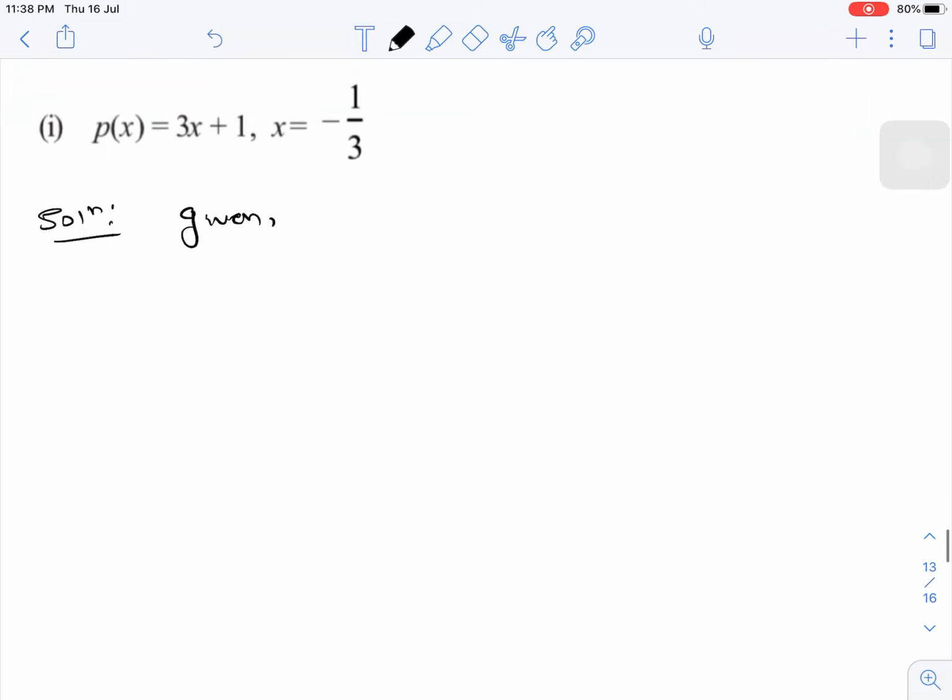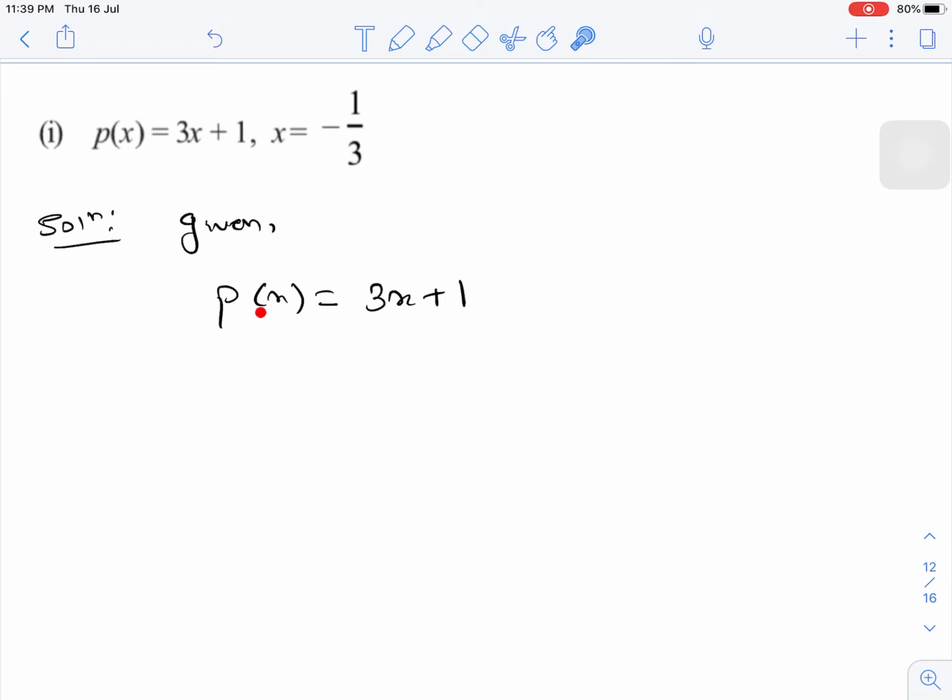Given: p(x) equals 3x plus 1. Now instead of x we are going to substitute the value minus 1 upon 3. Therefore p of minus 1 upon 3 equals, here 3x is there, so in the place of this x also we will put minus 1 upon 3. So you will get 3 multiplied by minus 1 upon 3 plus 1.